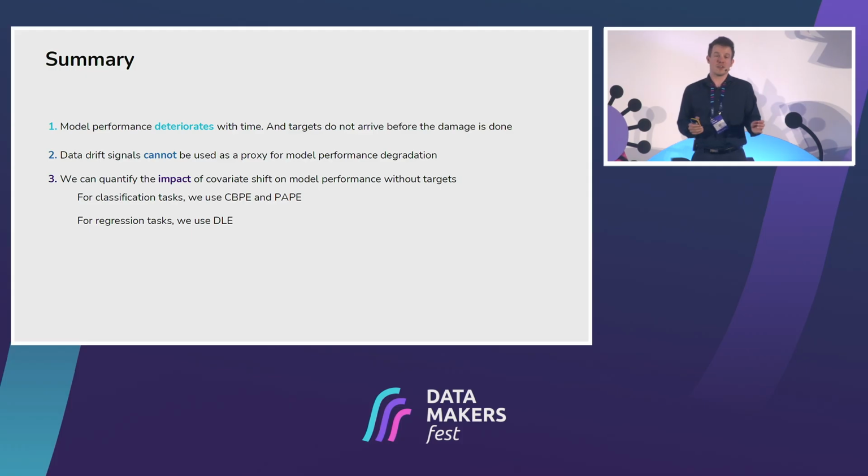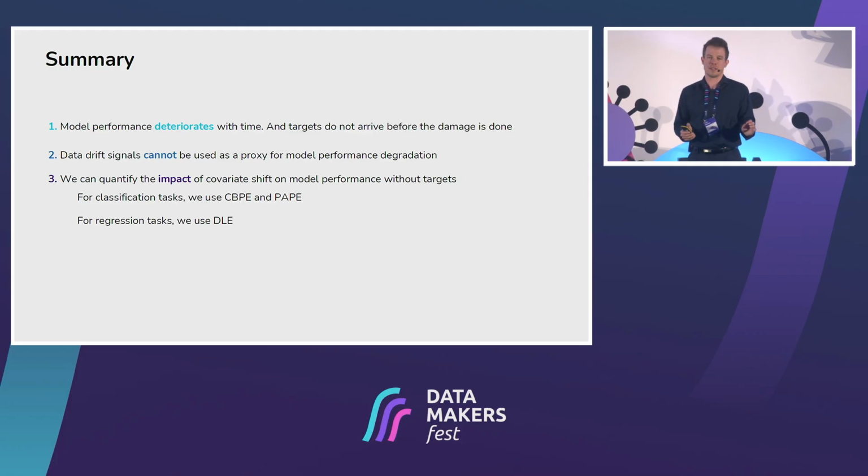So that's it. Now to summarize. First of all, model performance deteriorates with time. Almost all models deteriorate with time. They deteriorate significantly, and you get 20% less performance after 1 year. And we cannot just measure that performance because the targets basically never arrive before the damage is done. That also means we need to solve it somehow.